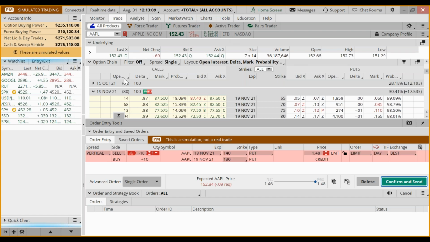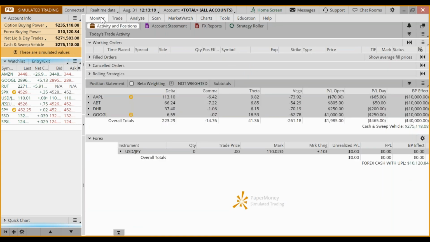All right. So once you've sent this, I want to go ahead and delete this. Once you've sent this, you can come over to the monitor tab and watch it right here under working orders. And it'll tell you what the status is, what the current mark is, and what your price is. Now you can watch what's going on right here. All right. Down here, it's going to show you what we have: a leap, a bull put in Apple, Abbott, and Danaher.